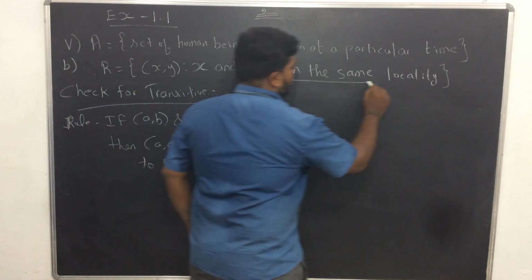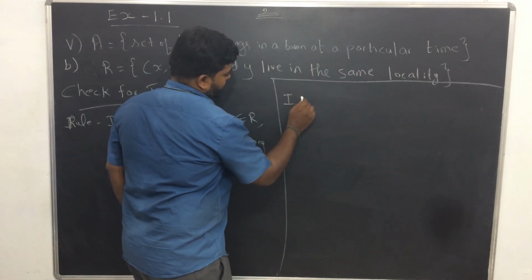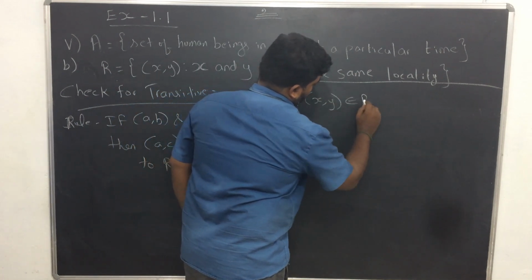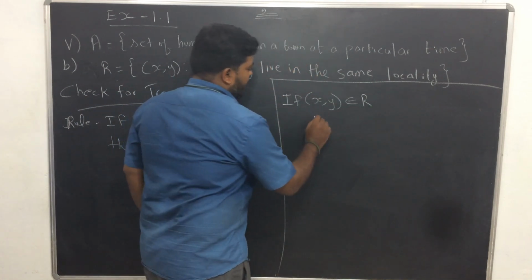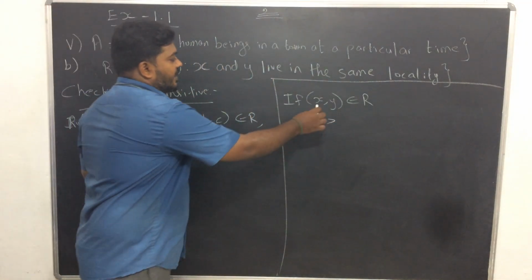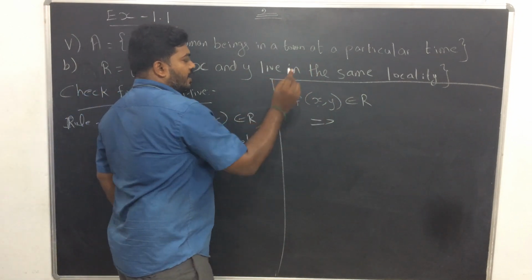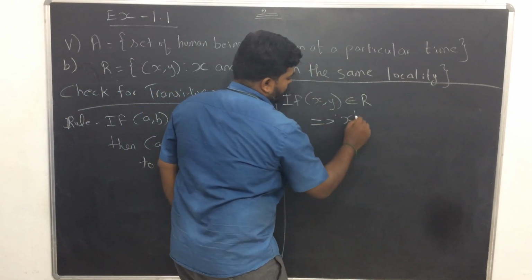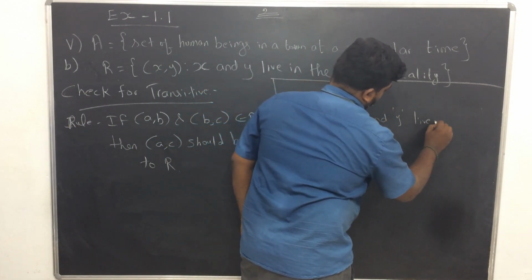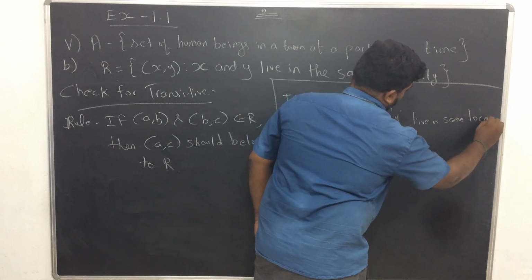We will again start by assuming that if x comma y belongs to R, what does it imply? If I am telling that x comma y is in the relation, then it implies that x and y will satisfy the condition for the relation, which is x and y live in the same locality.